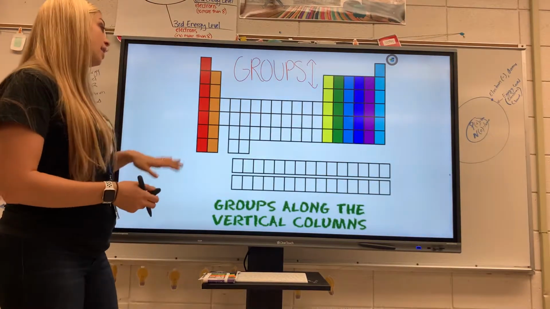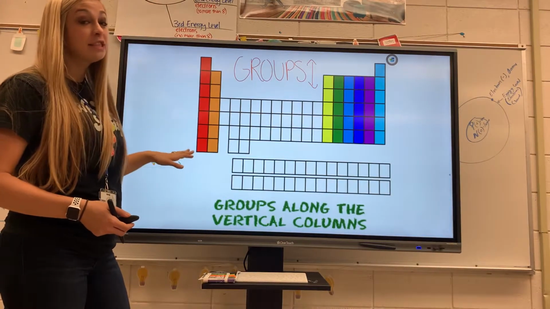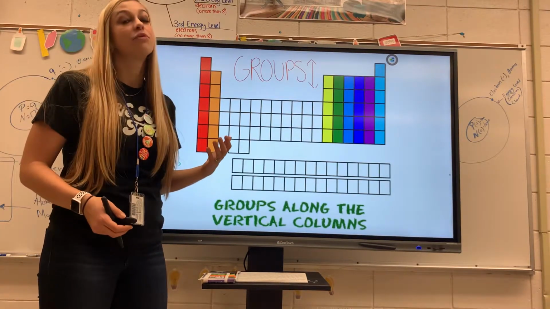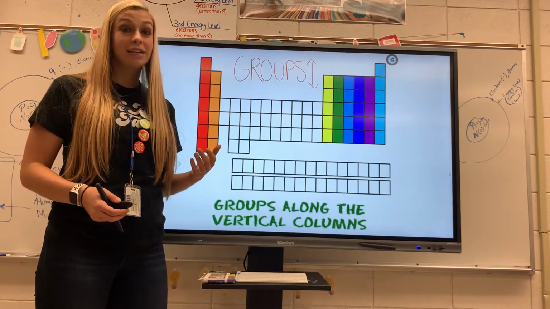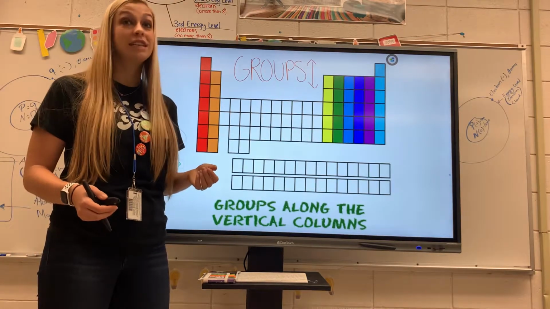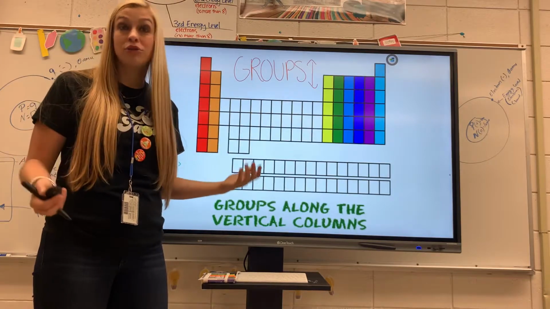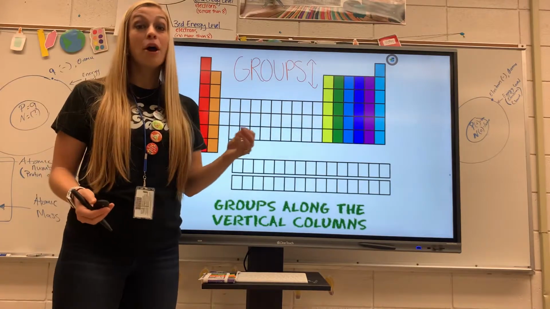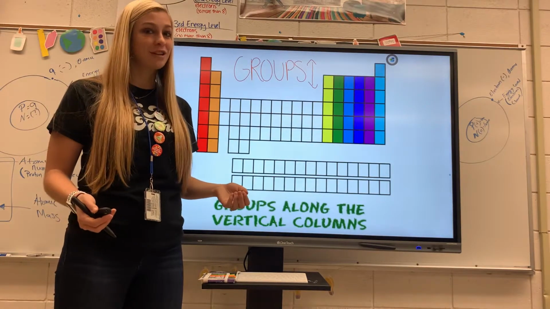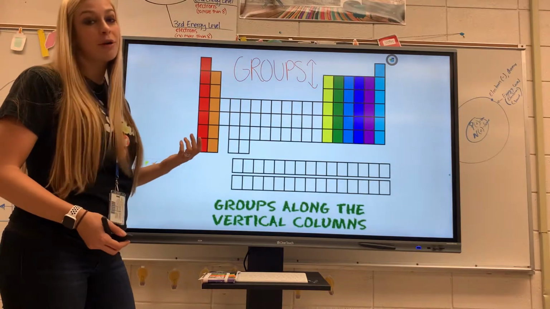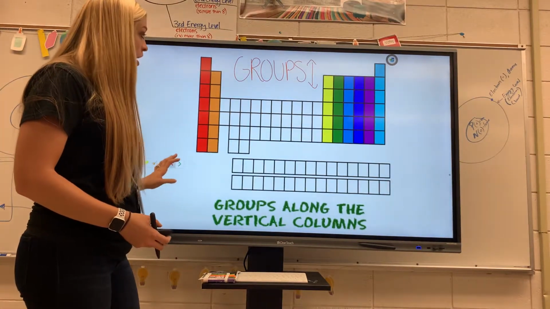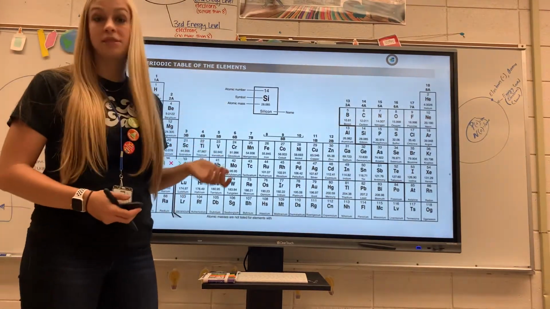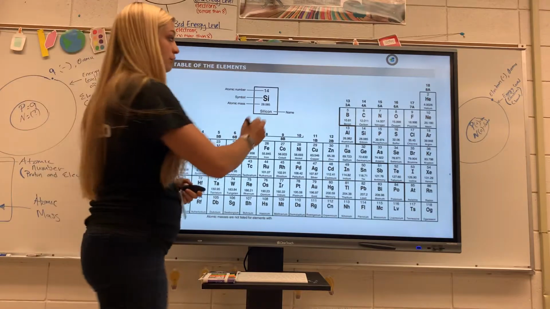My favorite group is the first group, group 1. This is my favorite group because every element in this group is highly reactive. So reactive that you can place them in water and see a reaction, like an explosion, a chemical change. How crazy is that? How many things can you put in water and see a reaction? So you're going to learn more about that on Thursday. But today we're going to focus on the fact that columns on the periodic table are called groups.